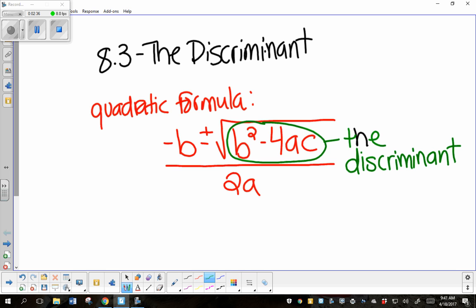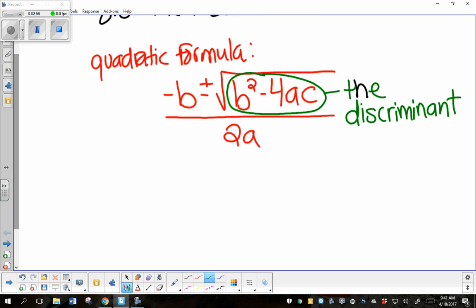No, it doesn't discriminate, people. It's the discriminant. And it's going to tell us how many answers we're going to get. So it's going to tell us how many times that U-shaped graph crosses the x-axis. And it's going to tell us what kind of answers they are. Are they real numbers? Are they complex? What kind of numbers are they?